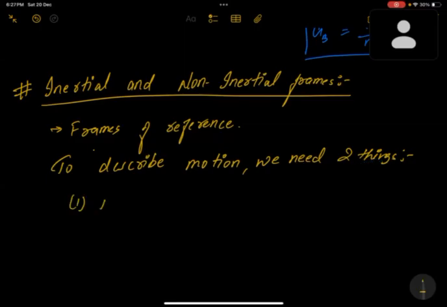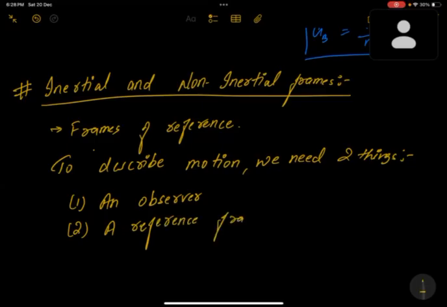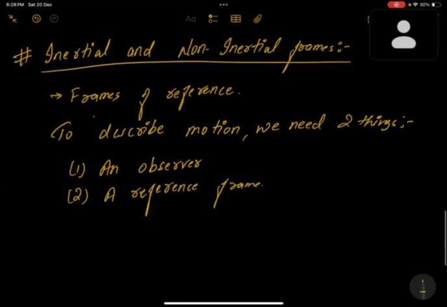First is an observer, and second is a reference point or a reference frame. So let's say there is an object on the train platform. One person is sitting in the train, and one person is standing on the platform. And there is an object just placed on the platform. The train is moving.